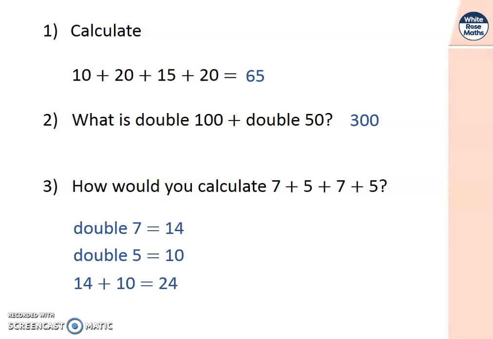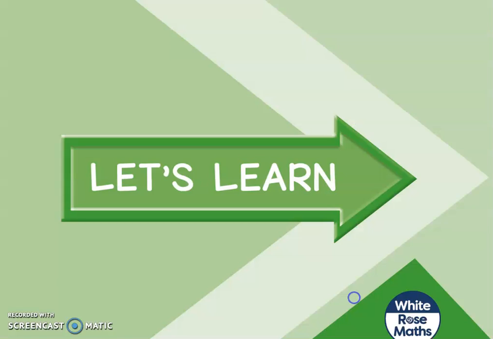I wonder if any of you did it a different way. You might have thought to yourself that 7 add 5 makes 12. And here I've got that again. That's another 12. And I'm adding those together. 12 add 12, or double 12, is 24. Do you see we get the same answer, just a different method? I wonder which method you prefer. This method is going to really help you when we're calculating perimeter today. Let's learn.